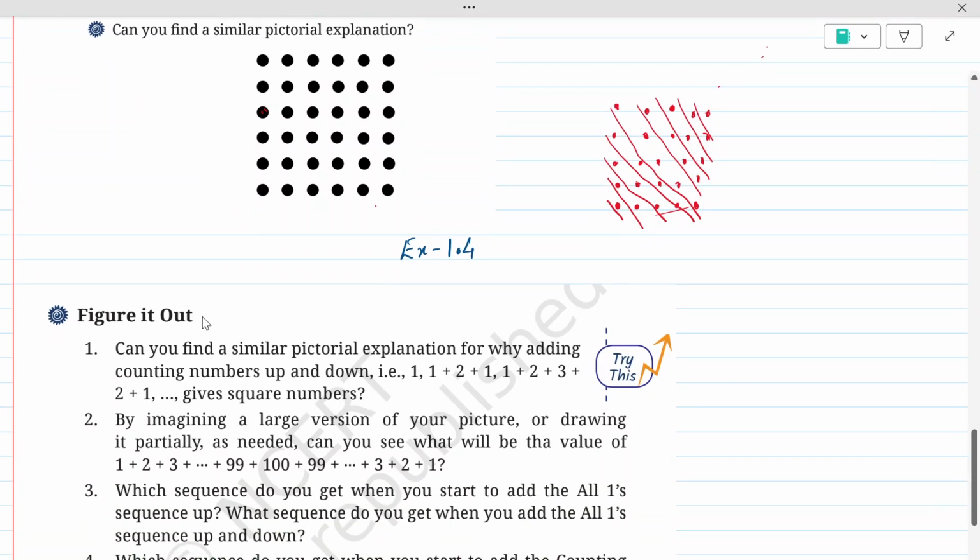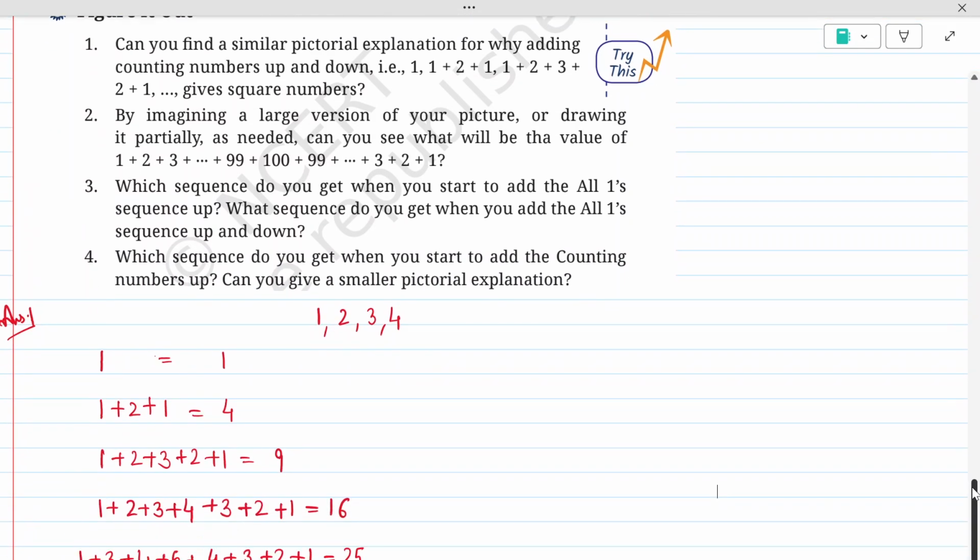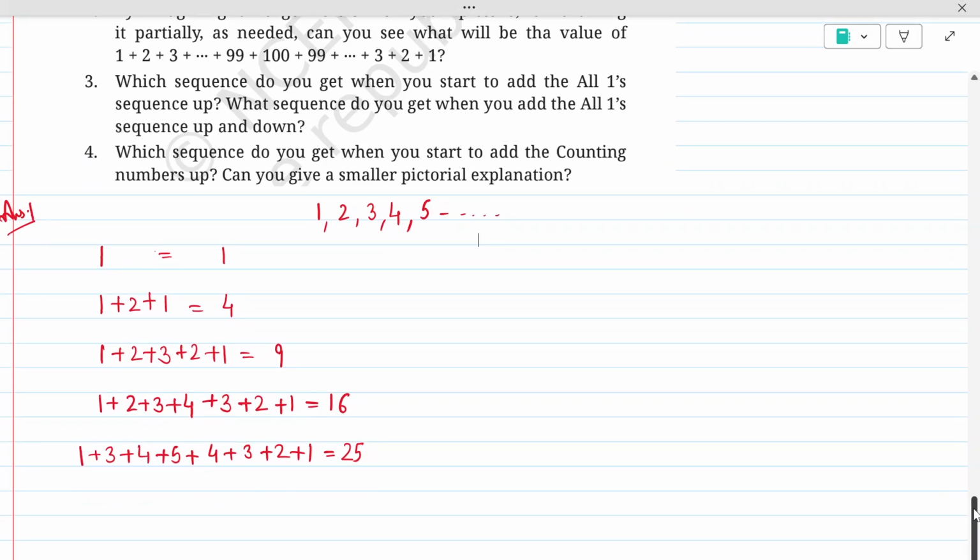It says, can you find a similar pictorial explanation for why adding counting numbers up and down, that is 1, 1 plus 2 plus 1, 1 plus 2 plus 3 plus 2 plus 1, gives square numbers. So this is the same as the last part which we did in the previous video. What we have to do is pick the counting number sequence, which is 1, 2, 3, 4, 5 and so on. And we added the counting numbers up and down.